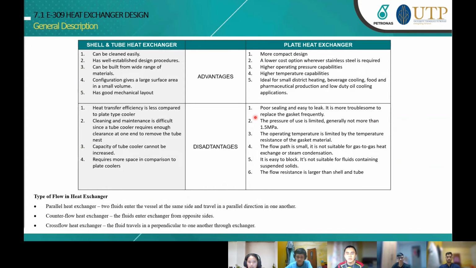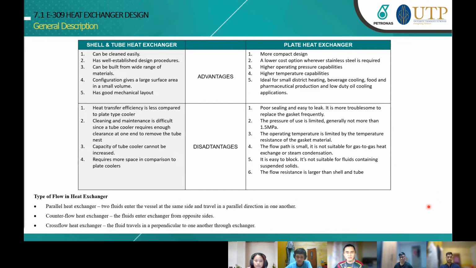E309 is a shell and tube heat exchanger. As the table shown here shows the advantages and disadvantages of the plate heat exchanger and shell and tube heat exchanger. Even though both types of heat exchangers show off their own perks, in the end, E309 is selected to be a shell and tube heat exchanger due to the lesser disadvantage compared to the plate heat exchanger.